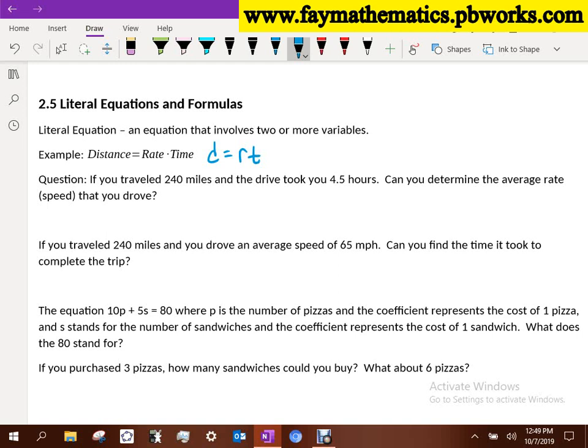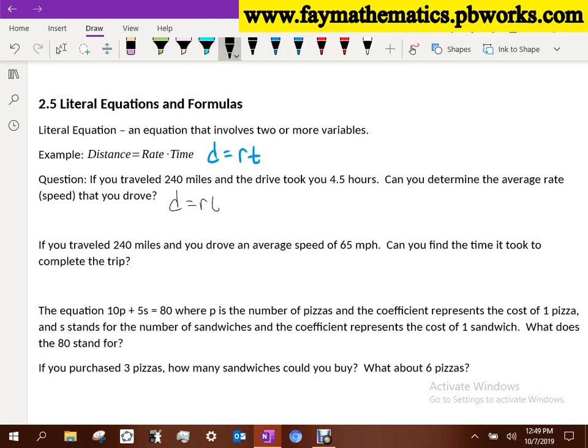What I want to do here is go through a couple questions that express the need for understanding literal equations. Most of the time, when you're working with formulas, you identify what formula you're going to need. So this question says, if you traveled 240 miles and the drive took you 4.5 hours, can you determine the average rate or speed that you drove? So you need to search through your catalog of formulas and see which ones relate distance, time, and rate. Okay? And that should generate distance equals rate times time. So we choose that formula.